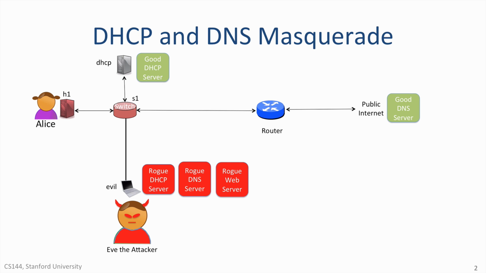Initially, we'll assume that Eve has not started her attack, and we'll see a mininet demo of the good DHCP server correctly configuring Alice's machine so that she can access the internet just fine. Then, we'll see what happens if Eve's machine masquerades as the local DHCP server, replying faster than the good DHCP server. Eve will configure Alice's machine to use the rogue DNS server, directing Eve's web traffic to Eve's web server as well. Let's see what happens.